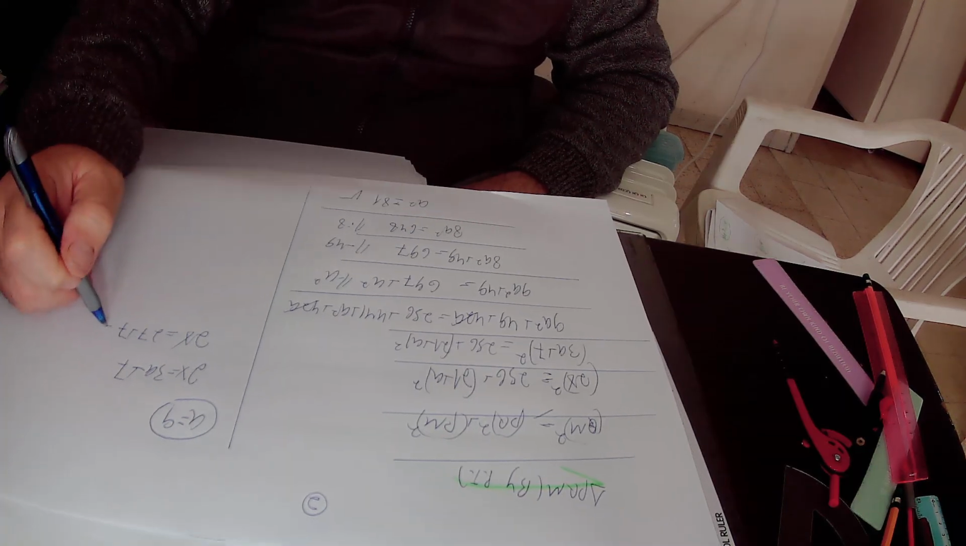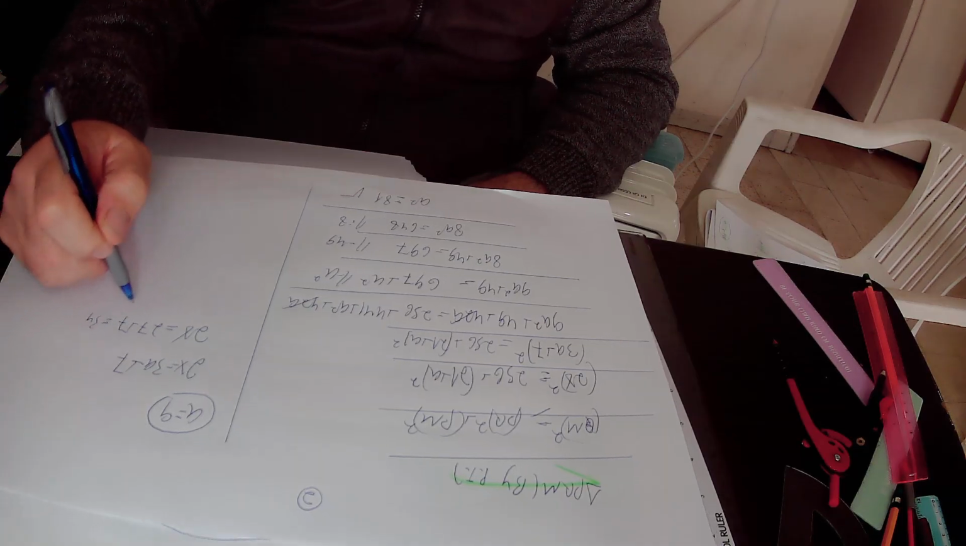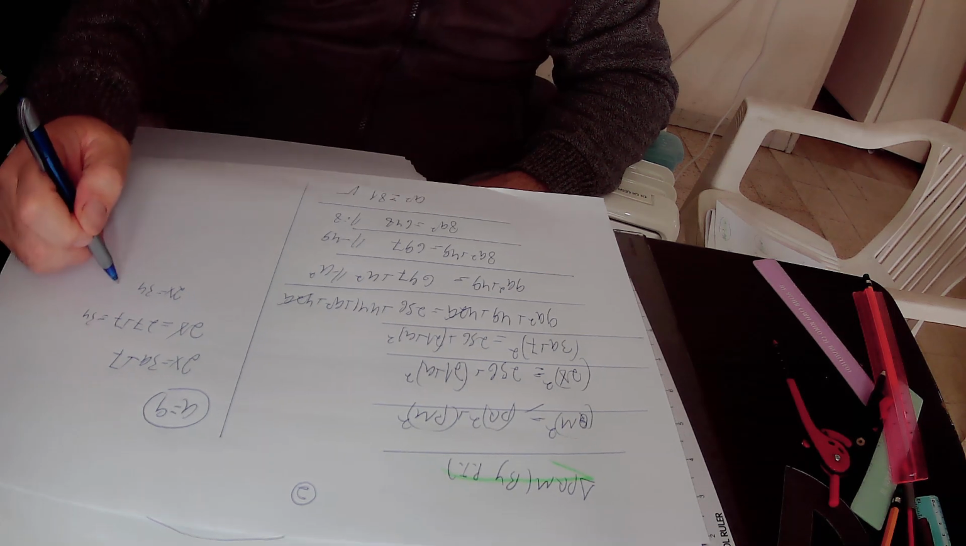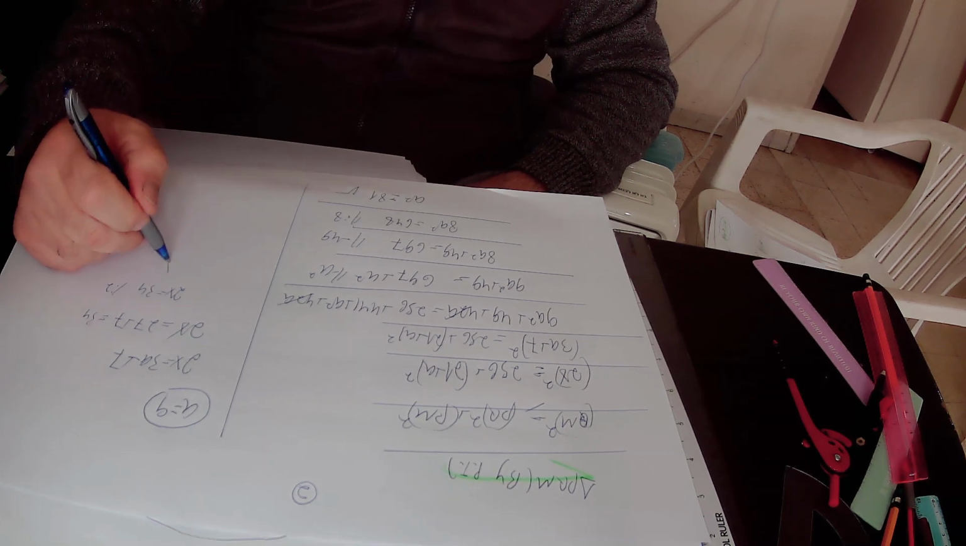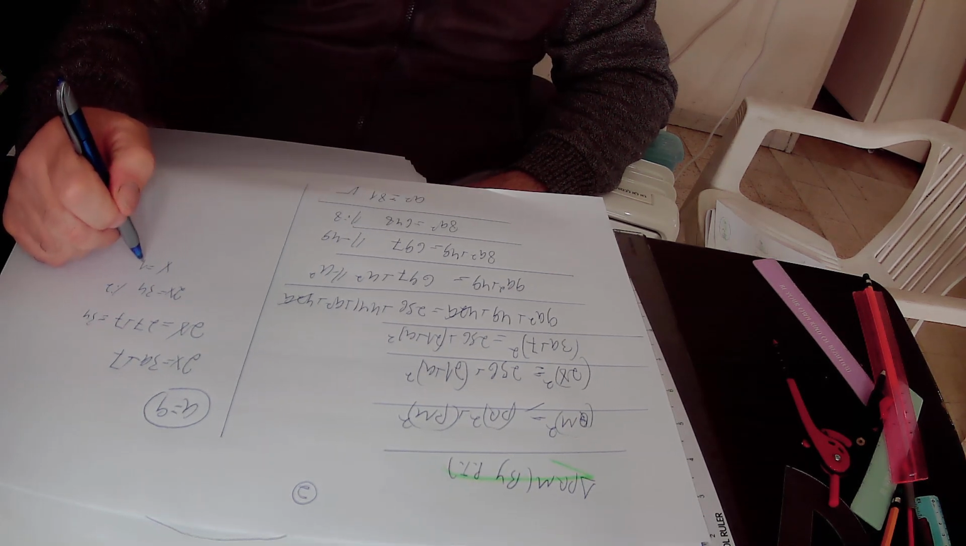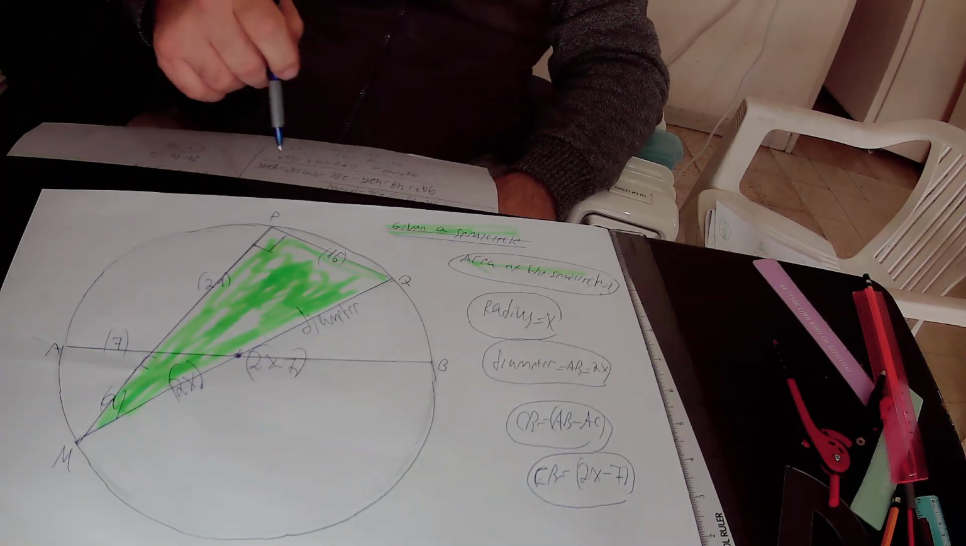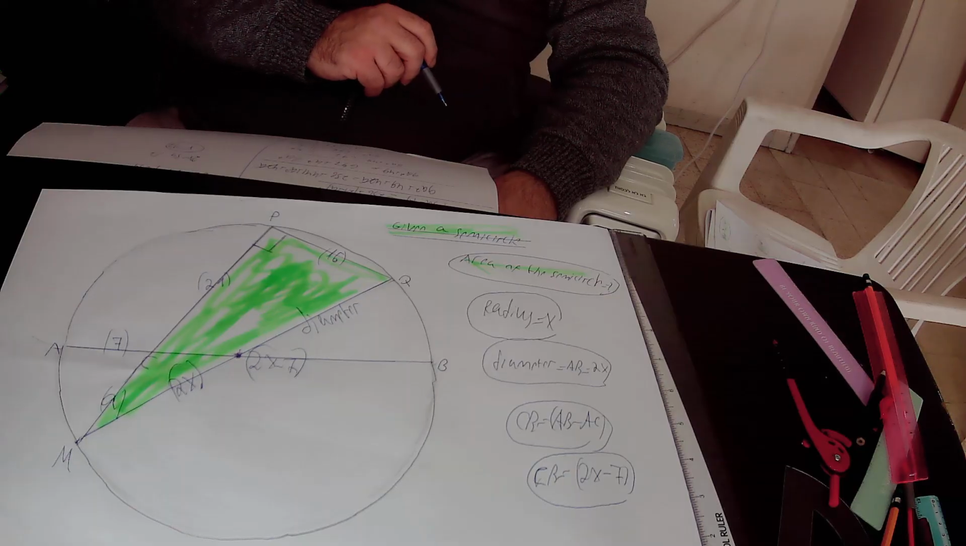27 plus 7 is 34. So in total we found out that 2x equals 34. Here we divide this equation by 2 and we get that x equals 34 over 2, which is 17. So we found out that the radius of this semicircle, x, equals 17 units in length.